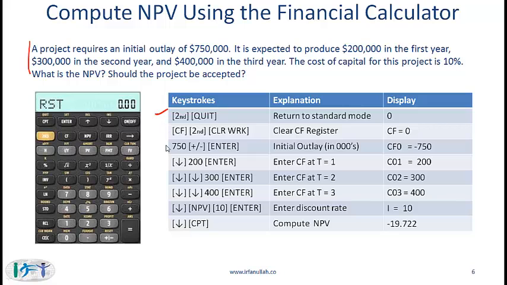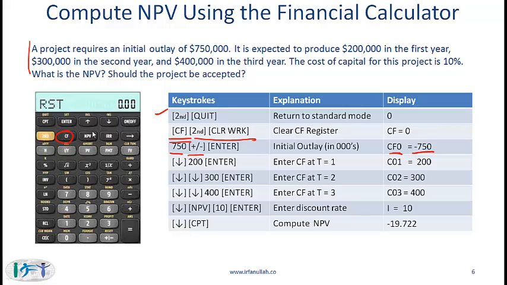This you have seen before. It is simply setting the calculator to standard mode. When you hit the cash flow button over here, that means that the calculator is now expecting input for the various cash flow registers. Here we are simply clearing the cash flow registers, and then 750 plus minus. This is essentially putting in a value of minus 750 for the first cash flow, which is actually CF0. And we are entering numbers here in thousands, so to save some keystrokes, we are just putting in minus 750.